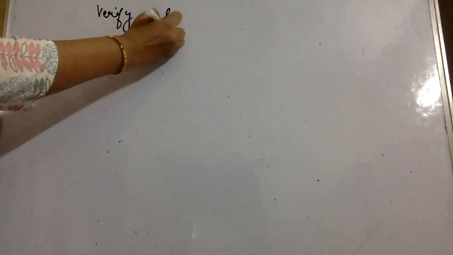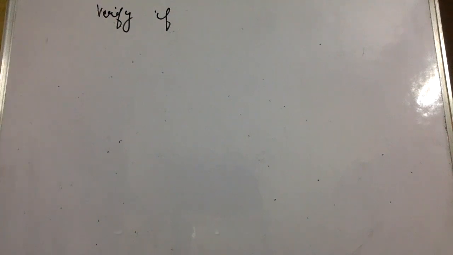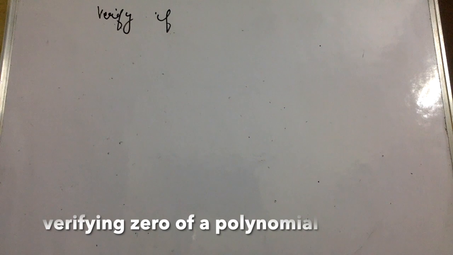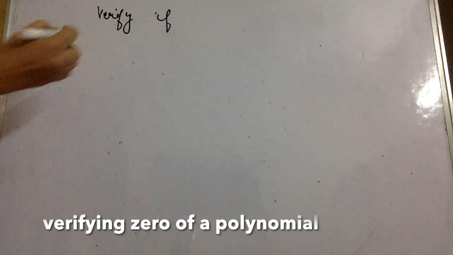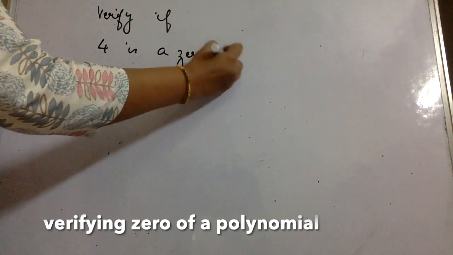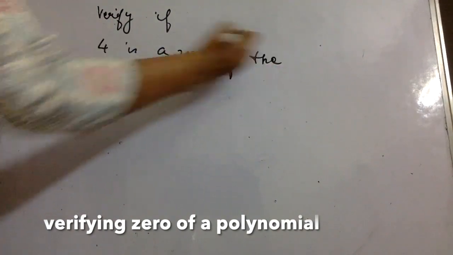Understand? Let us now come to a sum, which is verify. The question comes like this: verify if 4 is a 0 of the polynomial.